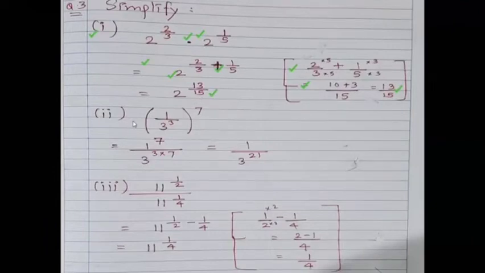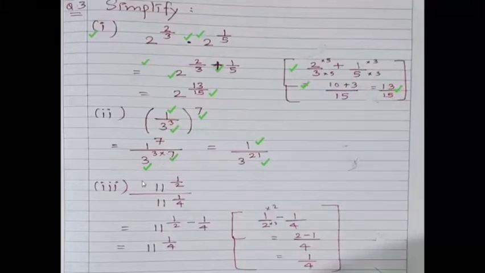Let's take the next question. Over here, you will observe that the question is 1 upon 3 raised to the power 3, whole raised to the power 7. The question over here is very simple. All that we are supposed to do is open the bracket. And when I open the bracket, the power 7 goes with the numerator as well as with the denominator. So 1 raised to the power 7. And over here in the denominator, we have 3 raised to the power 3. The 7 gets multiplied with the power over here. And we have 1 upon 3 raised to the power 21. 21 is obtained from 3 into 7.